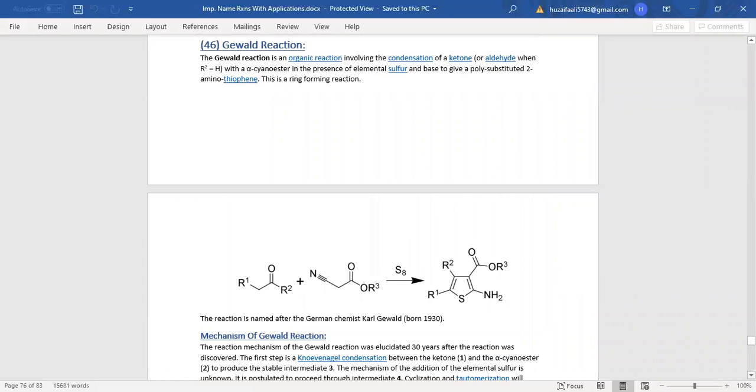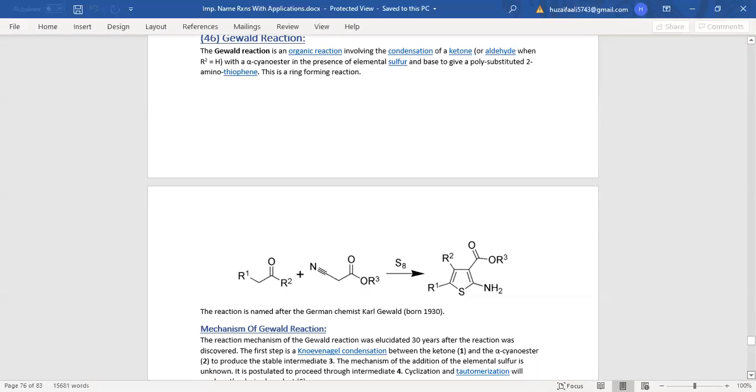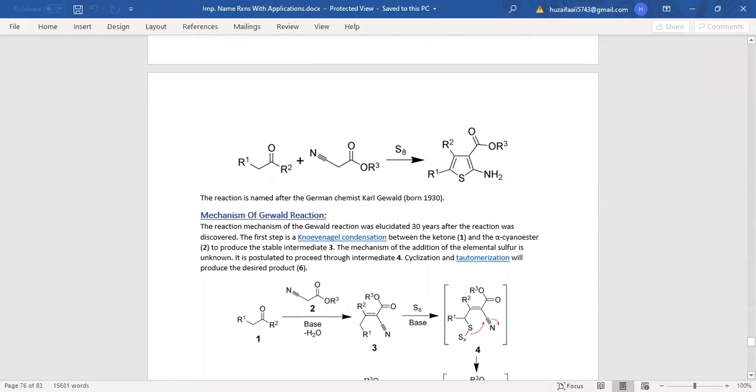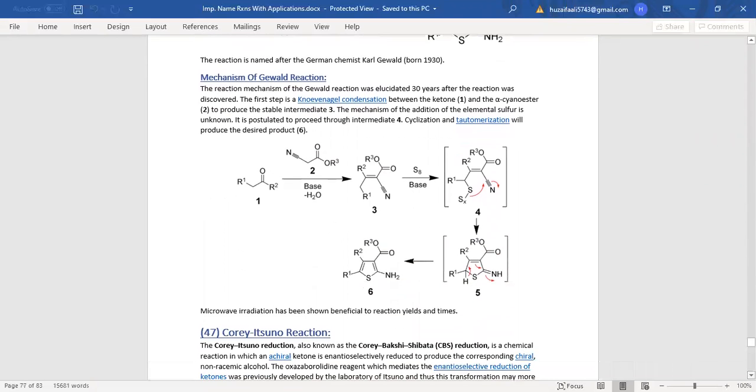Gewald reaction. The Gewald reaction is an organic reaction involving the condensation of a ketone or aldehyde, when R2 is equal to H, with an alpha-cyanoester in the presence of elemental sulfur and base to give a polysubstituted 2-amino-thiophene. This is a ring forming reaction. The reaction is named after the German chemist Karl Gewald. Mechanism of Gewald reaction.